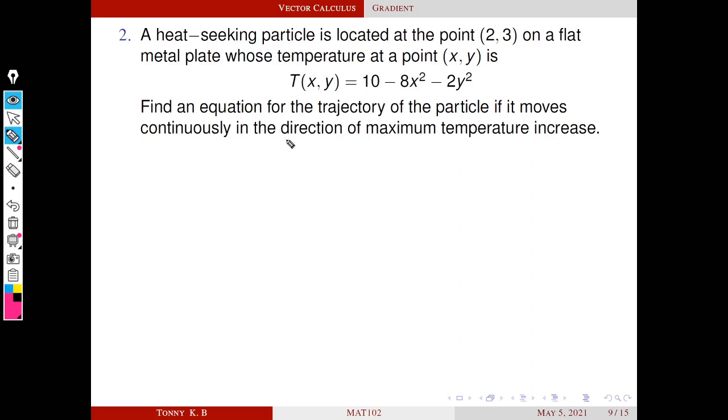Okay, consider the next problem. A heat-seeking particle is located at the point (2, 3) on a flat metal plate whose temperature at point (x, y) is given by this formula: T(x, y) is equal to 10 minus 8x squared minus 2y squared. Find an equation of the trajectory of the particle if it moves continuously in the direction of maximum temperature increase. So that's the idea.